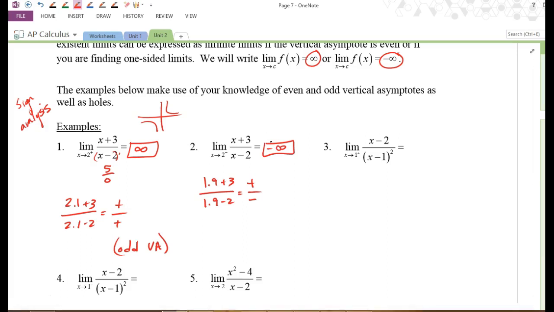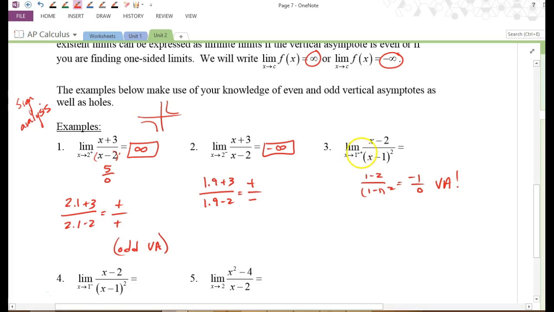Okay, so moving on to question number 3. Again, if I plug 1 in, I would get 1 minus 2 over 1 minus 1 squared, so we get negative 1 over 0. There's a vertical asymptote, that tells me. So now I'm going to figure out if it goes to infinity or negative infinity.